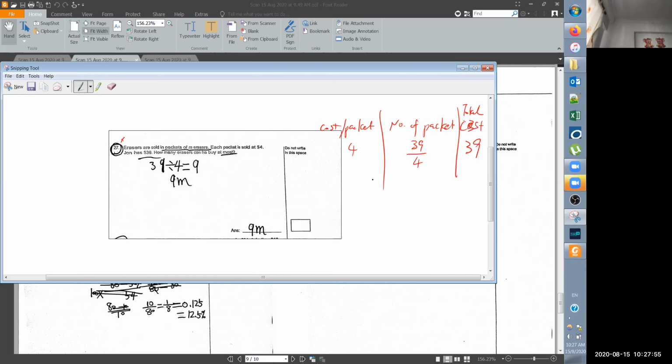Over here you have a small mistake. What small mistake you have is this. First thing first, you have to write down 39 divided by 4. Write down your decimal number. Use your calculator. Tell me what's the decimal number. 9.75. Okay, write it down first.